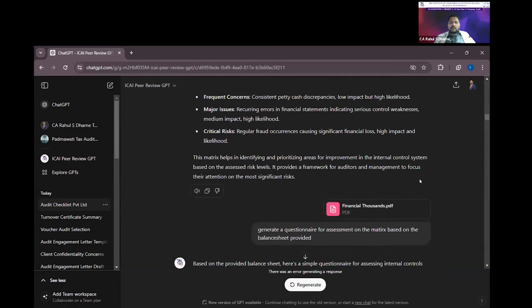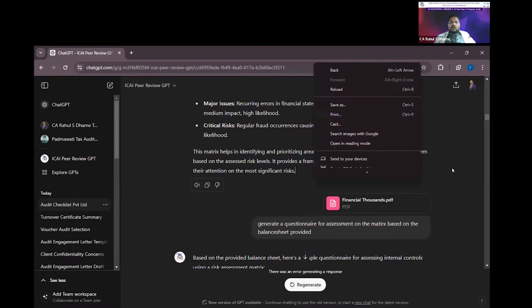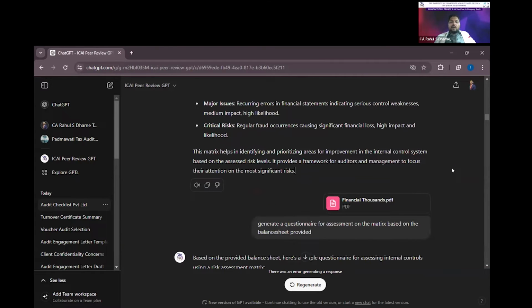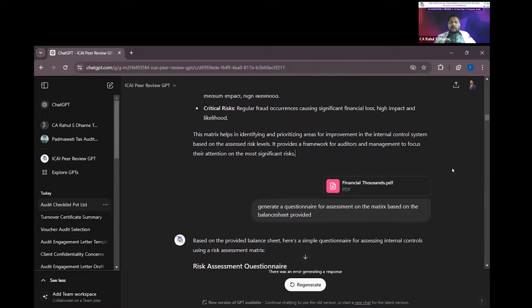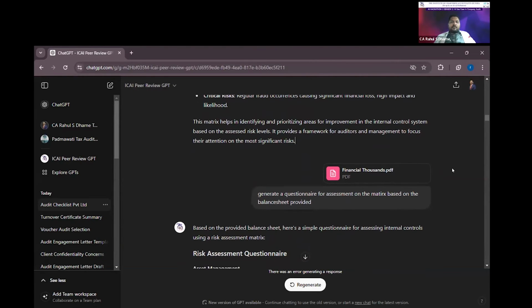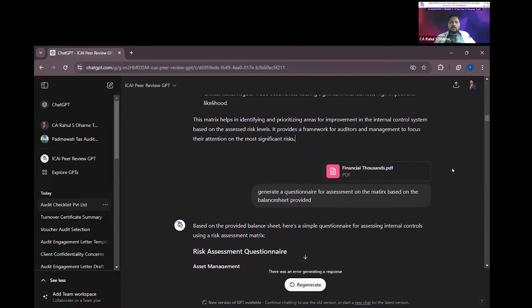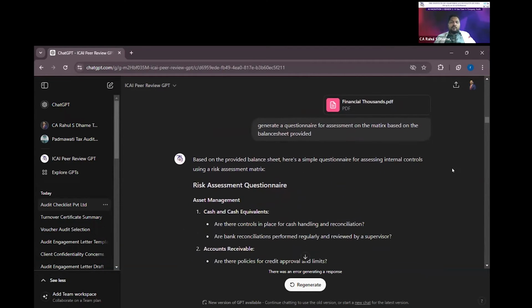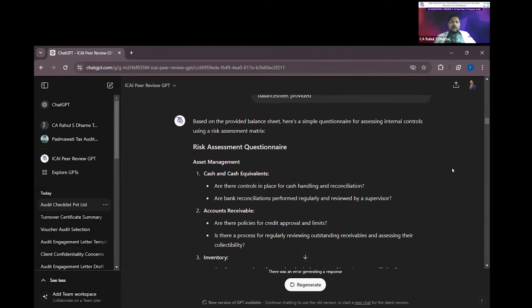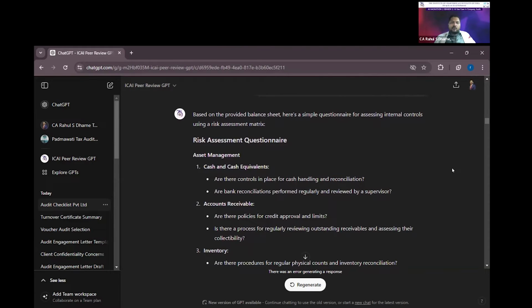Now we are going to ask the GPT to generate a questionnaire for an assessment on the matrix based on the balance sheet provided. So we can prepare a balance sheet, give it to ChatGPT, and ask for the questionnaire, and it will provide us with the questions to be asked for the risk assessment.